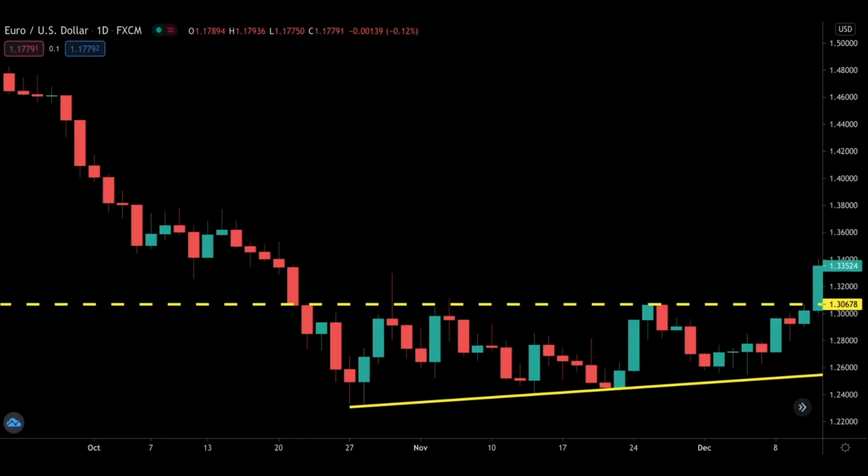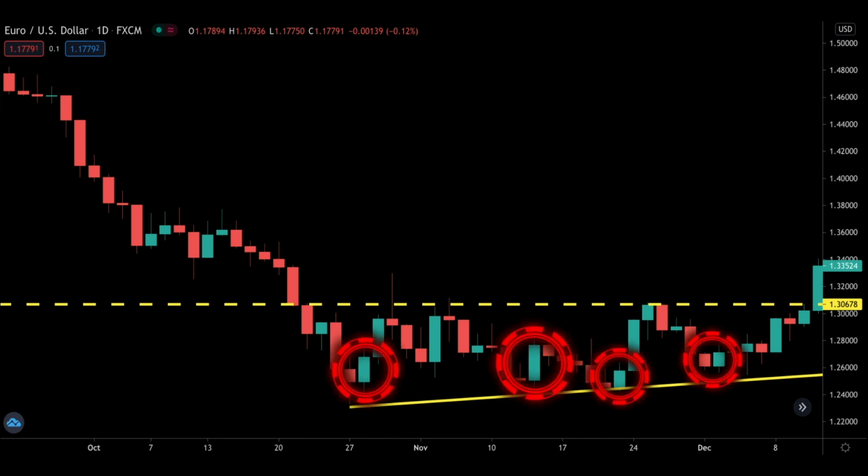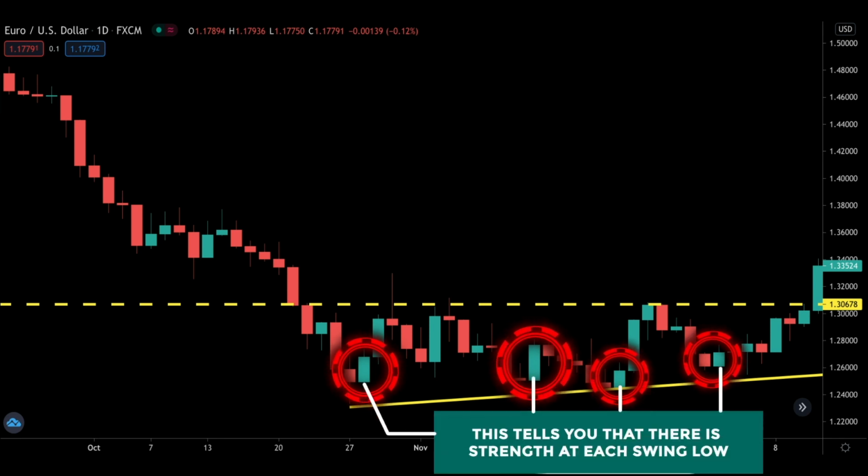So let's look at the structure of a high probability ascending triangle. So this is how it looks like. Now, if you are not experienced or do not yet understand what to watch out for, you will simply see this as yet another ascending triangle. But let me break it down for you. The first thing worth mentioning is that there is a bullish engulfing pattern at each swing low. This tells you that there is strength at each swing low. It's even better if the price doesn't spend too much time at each swing low. This indicates strong buying pressure.